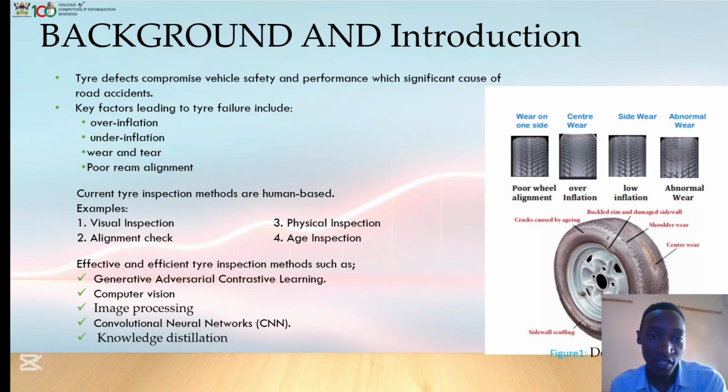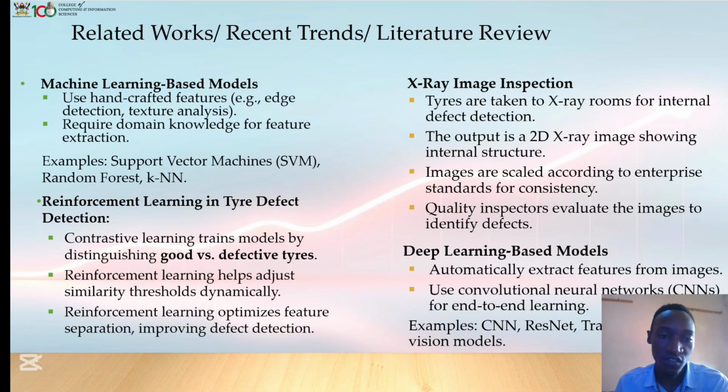The traditional methods used for inspection are visual inspection, edge inspection, physical inspection, and alignment inspection, which are not as efficient as they should be, as people are still producing defective tires and running on bad roads. But by coming up with effective methods such as generative adversarial contrastive learning, computer vision, and image processing, where we have convolutional neural networks, we can have models that can distinguish between good and defective tires.